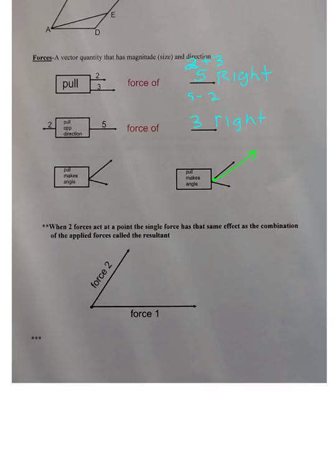All right, so let's write down some information down here. So it says, when 2 forces act on a point, the single force has the same effect as the combination of the 2 applied forces. So that's what I just talked about here. That's called the resultant. So this line here is called the resultant force. So on this picture, notice I have my 2 forces. And when they pull in those directions that create an angle, they create this force here called the resultant.